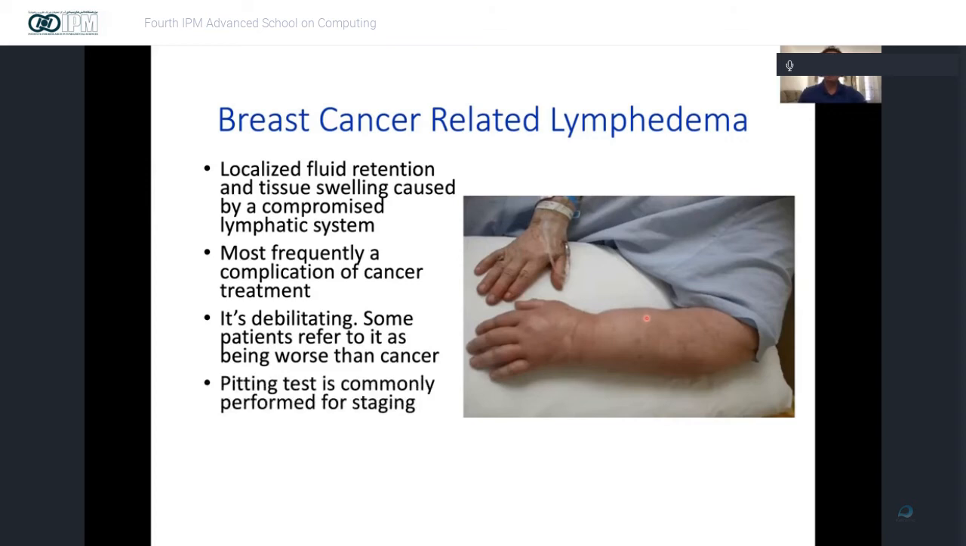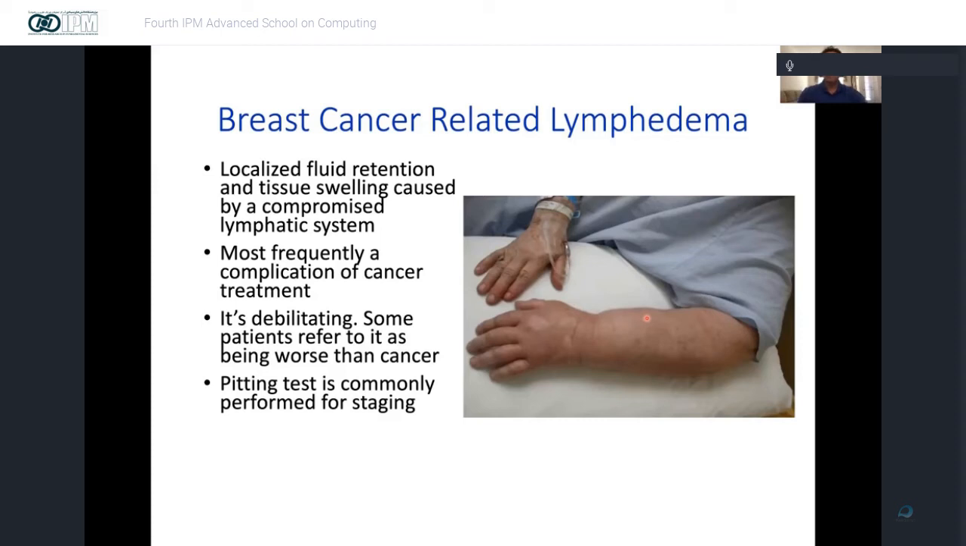And currently, what clinicians do to stage lymphedema is the pitting test, where they press with a finger on the forearm to see the elasticity of the arm. If it's elastic and it jumps back quickly, then you're not suffering from lymphedema. But if the pit remains after you remove your hand, then your arm is losing its elasticity and you're probably starting to get lymphedema.